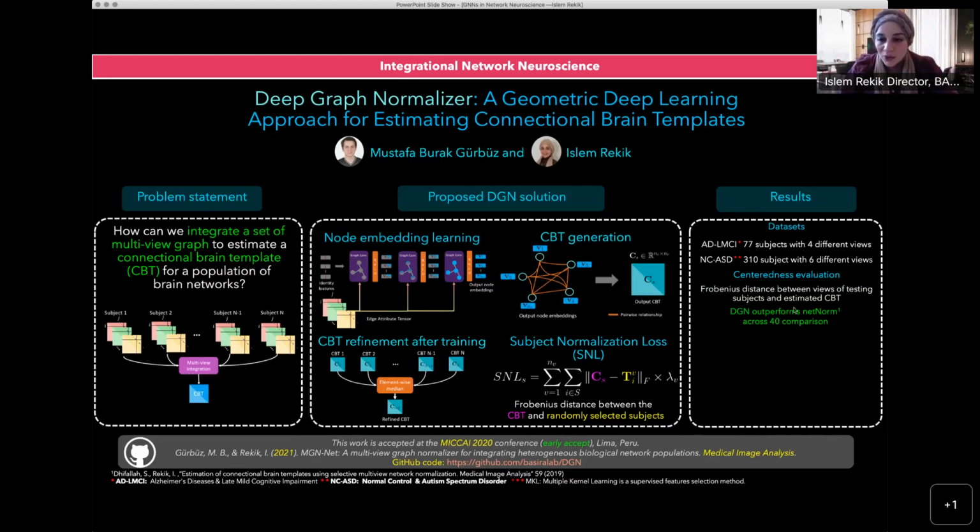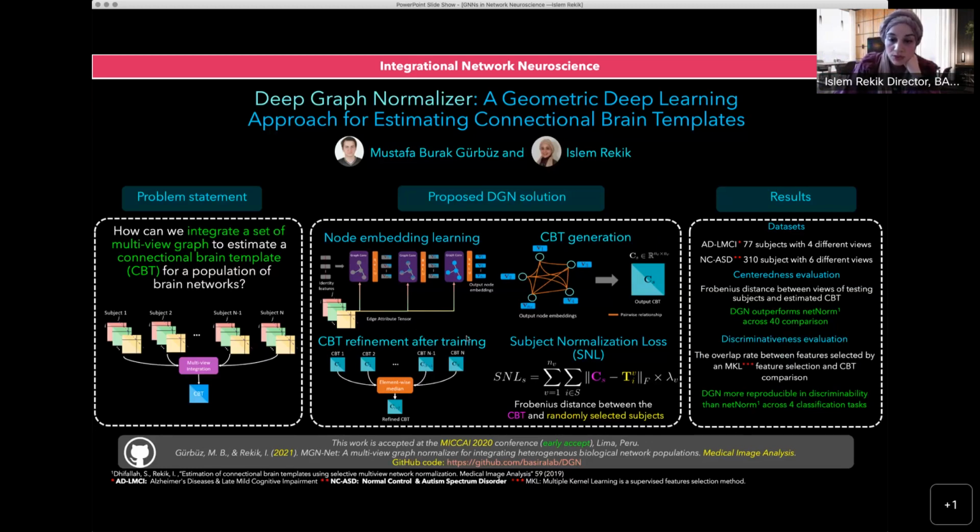So basically, this is very helpful in terms of population fingerprinting, comparing different brain states across multiple cohorts in a very simple operation that we can use, which is subtracting two matrices. So if you're interested, you can also read the Medical Image Analysis paper. It's long, so we also extended this into MGNet, multi-graph normalizer network, that enables you to normalize all these networks and integrate them into a single template.